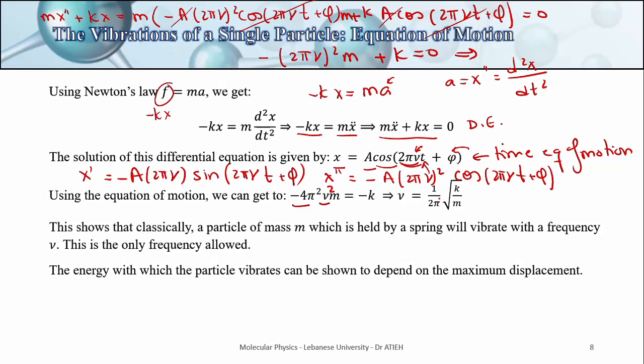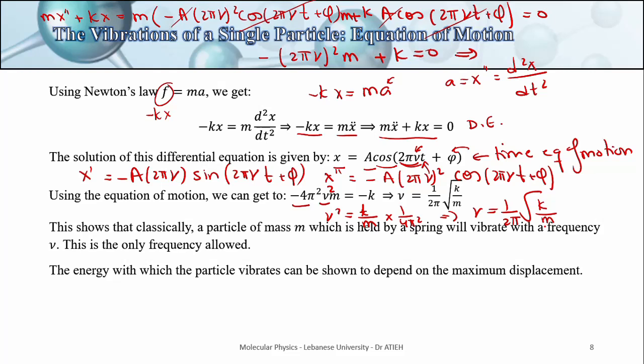And nu is equal to 1 over 2 pi radical k over m. A simple arrangement will lead to that. So nu squared equals k over m times 1 over 4 pi squared, which implies nu equals 1 over 2 pi radical k over m.